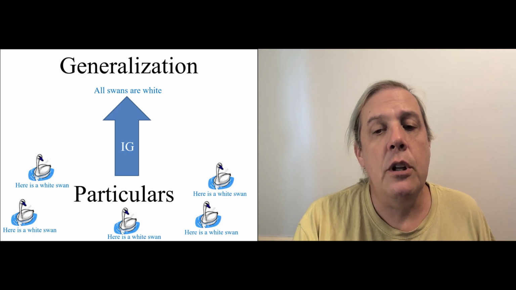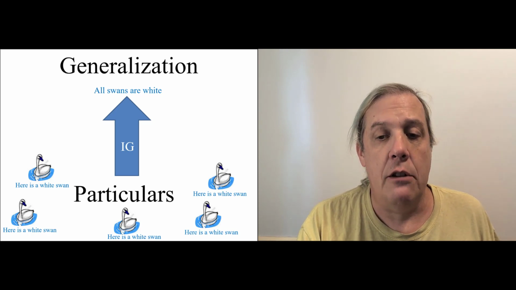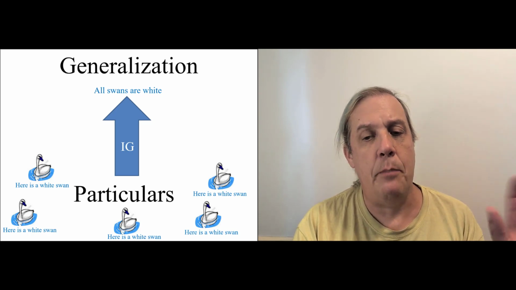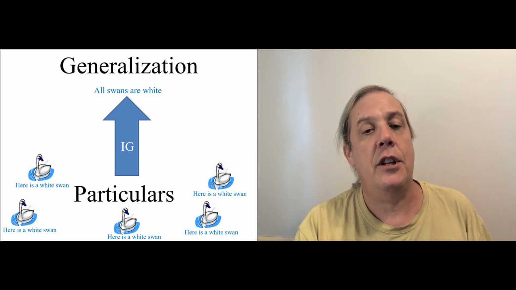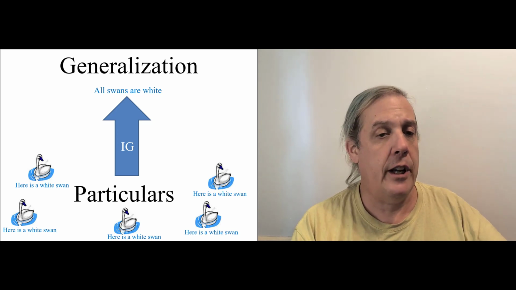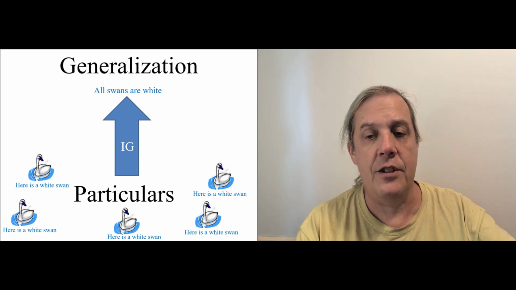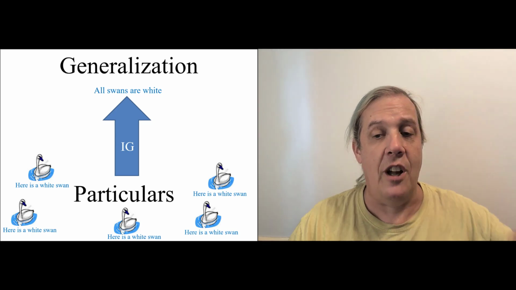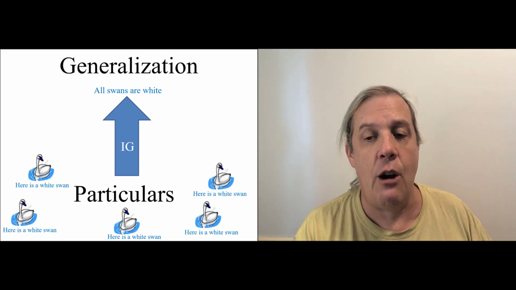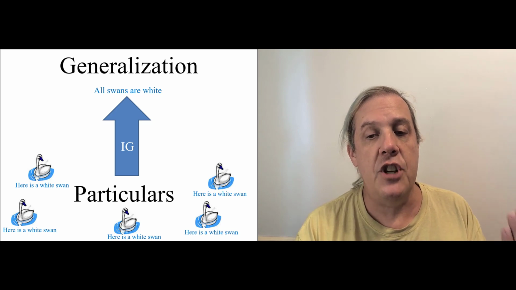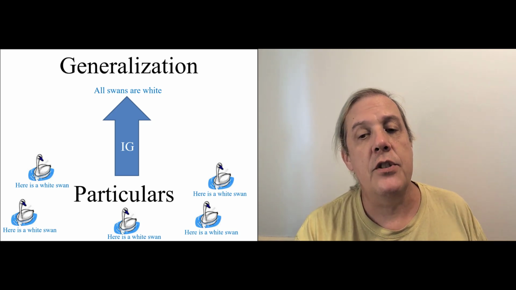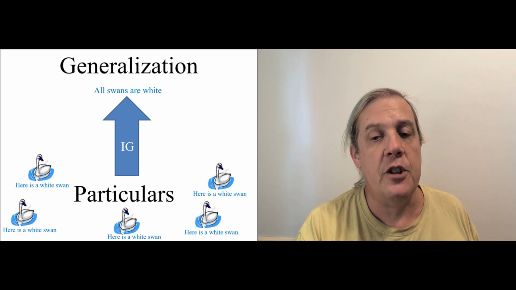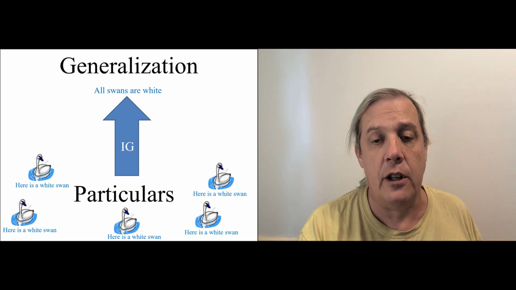So this slide is just an intuitive representation of what's going on with inductive generalization. On the lower part of the slide, you see images of clip art swans that represent particular experiences you might have. Look over here, this is a white swan. Look over here, this is a white swan. Here's a white swan, here's a white swan, here's a white swan. All of these swans surround the word particulars. Then there's an arrow going up to the general statement that all swans are white. So the general statement was inferred after having repeated experiences with individual swans and discovering they all were white.